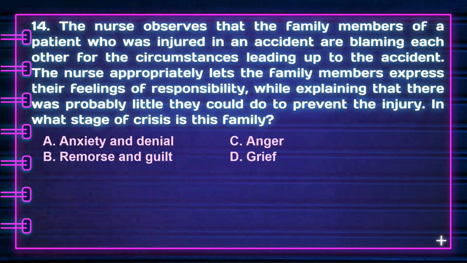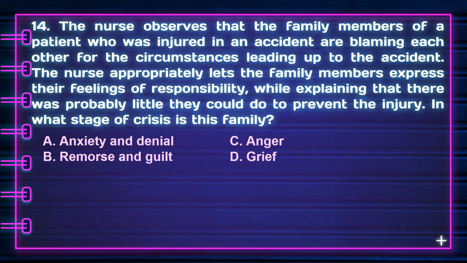14. The nurse observes that the family members of a patient who was injured in an accident are blaming each other for the circumstances leading up to the accident. The nurse appropriately lets the family members express their feelings of responsibility while explaining that there was probably little they could do to prevent the injury. In what stage of crisis is this family?